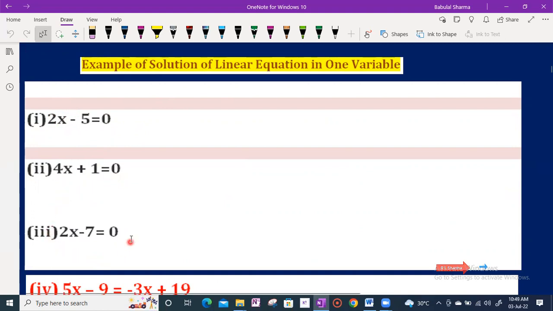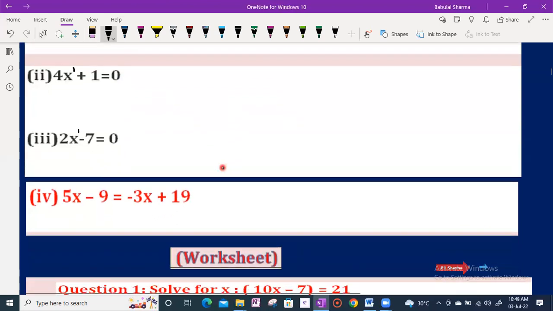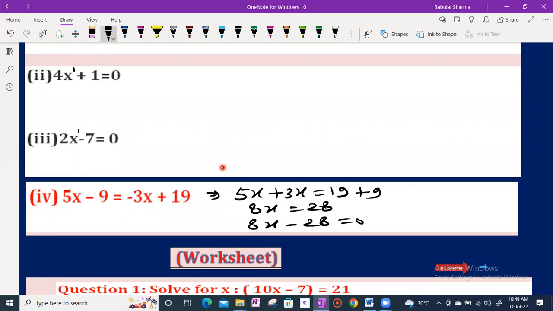Similarly, 2x minus 7 is equal to 0. That is also a linear equation in one variable. For a linear equation, the degree, meaning the highest power of the variable, should be 1. See, its power is 1, its highest power is also 1. Then we come to example number 4, which can further be written after simplification: 5x plus 3x, that is 19 plus 9. So 8x is equal to 28, and 8x minus 28 is equal to 0.